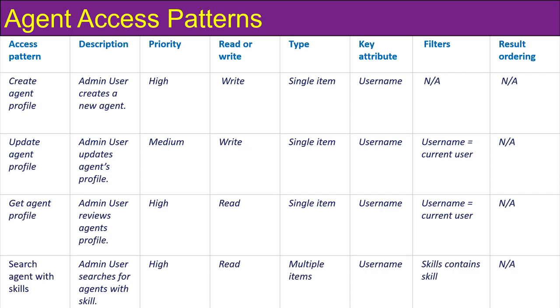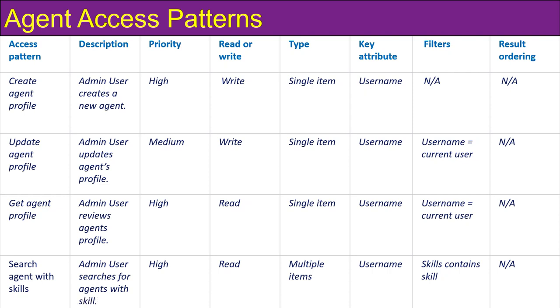It's a high priority because we need to create agents quickly when the queues are full and the performance of our contact center gets dampened. Okay, so that create is a write. You're writing a single item. The key attribute is username.